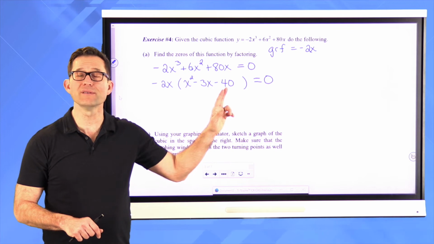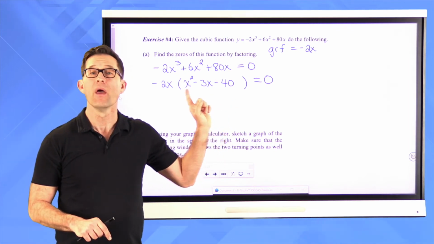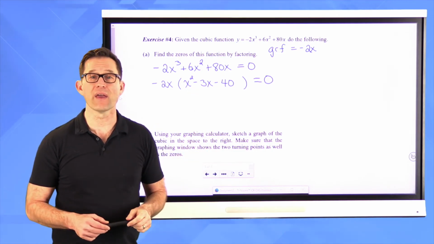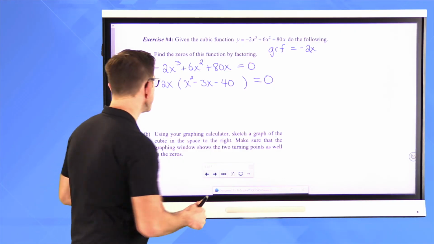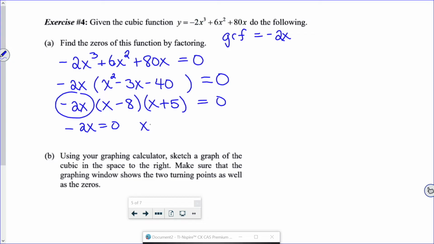All right, well, this is a pretty easy trinomial to factor. I'm looking for 2 numbers whose product is negative 40 and whose sum is negative 3. All right, those 2 numbers happen to be negative 8 and positive 5. So this is all going to factor as negative 2x times x minus 8 times x plus 5 is equal to 0. So I can now take this and set it equal to 0, this and set it equal to 0, and this and set it equal to 0.